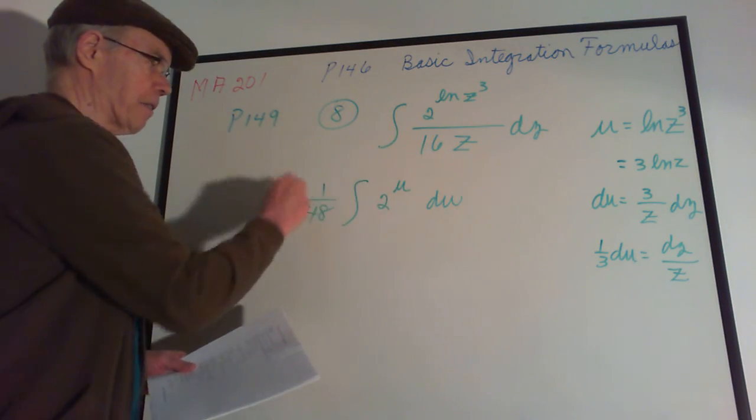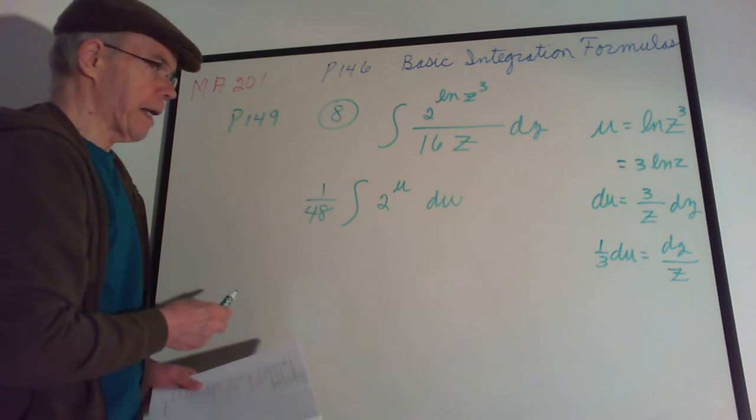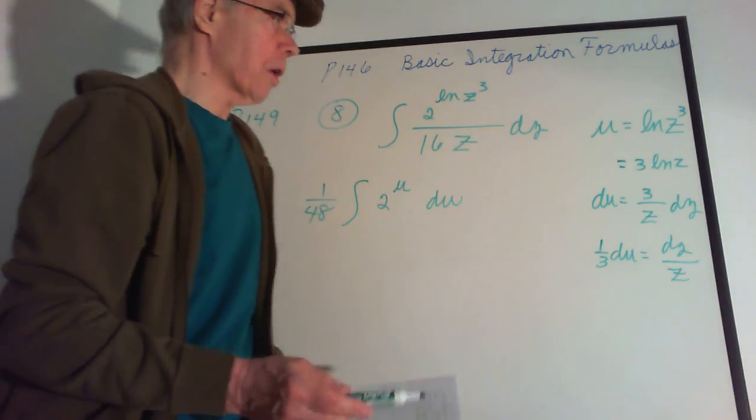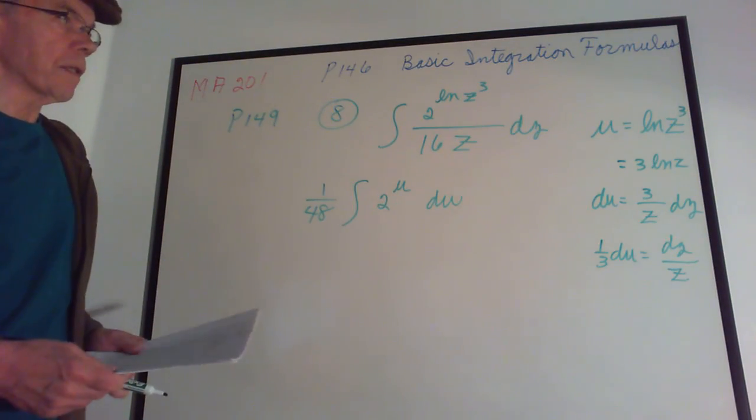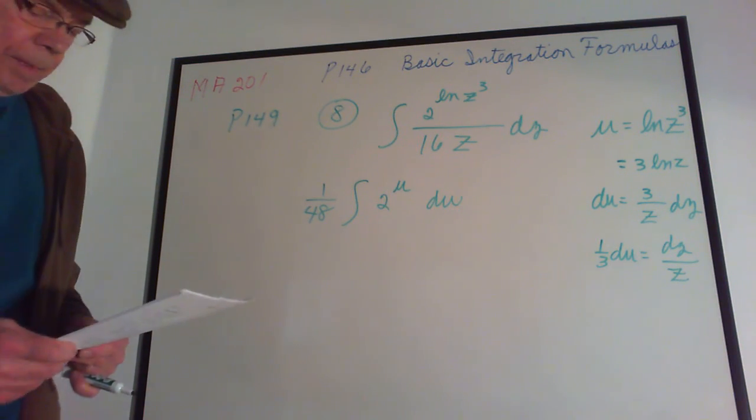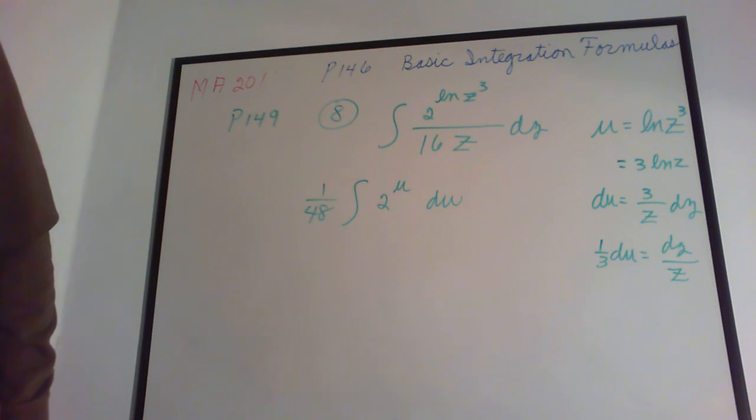I'm going to take the 16 and put it outside and multiply it by 1/3. I get 1 over 48, 2 to the u. U is now the natural log of z to the third. So try the formula 5 on page 146. See how you do with that.